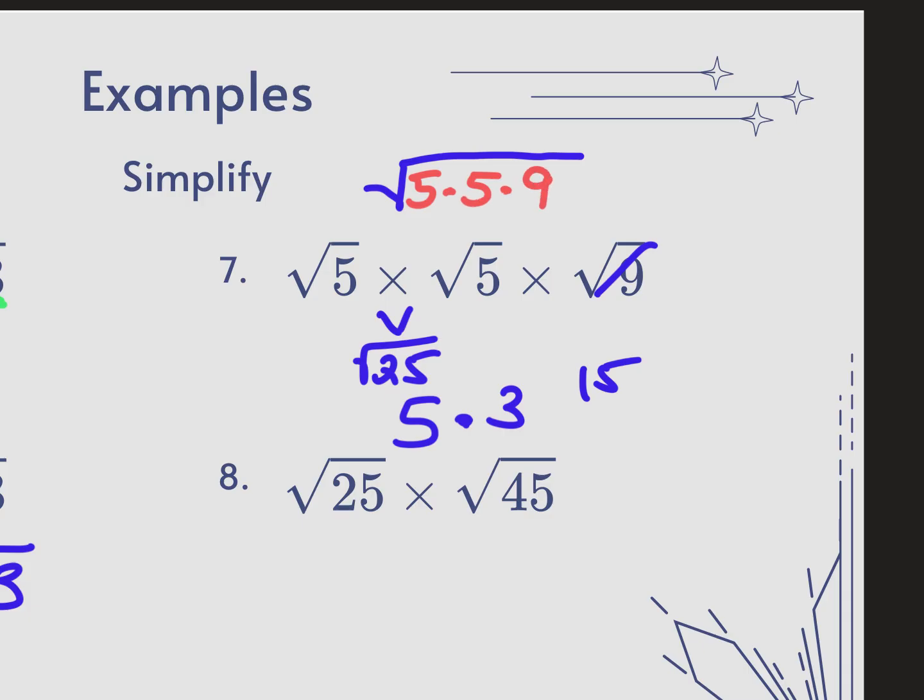When you have a pair underneath the same square root, what can we do? We can take it out. So I'm going to circle this, and I'm going to bring it outside. I already took it out. Now I look at what's left over there. Can I simplify the square root of 9? Yes. What is the square root of 9? 3. What is 5 times 3? 15. You do not want to multiply them all together.